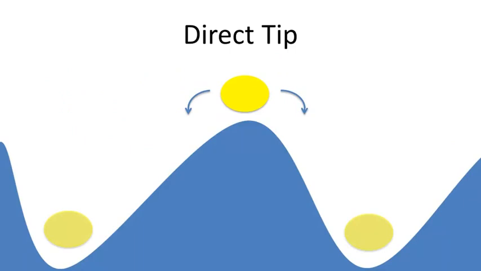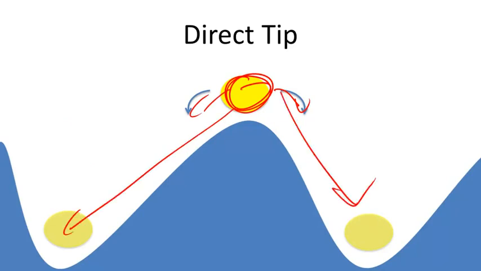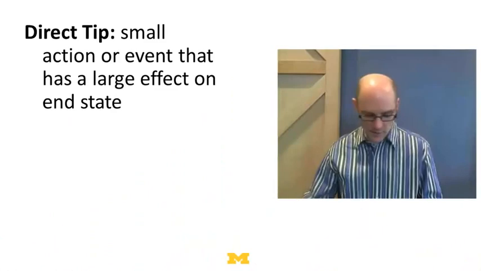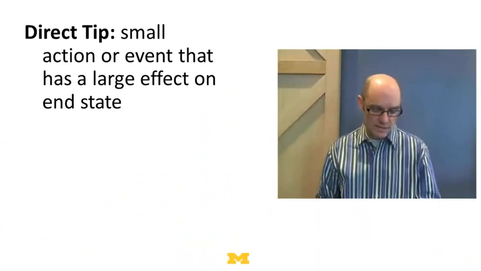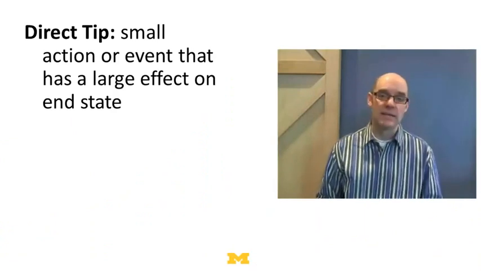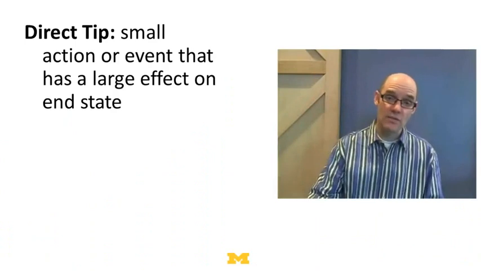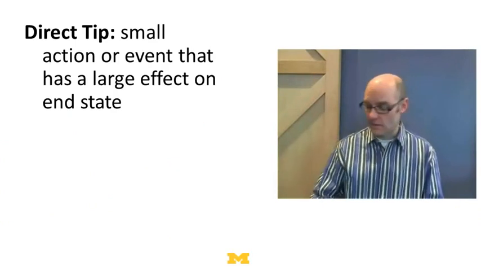So you're sitting at some unstable point right here, and if I just moved it in either direction, right, I'm going to roll down the hill and either go to this equilibrium or that equilibrium. So that's a direct tip. Tiny change in the variable itself leads to a big change eventually, right, in the value of that variable. So formal definition, direct tip, small action or event has a large effect on that end state, right? So you change the variable a little bit, and it has a huge effect on what happens in the long run.